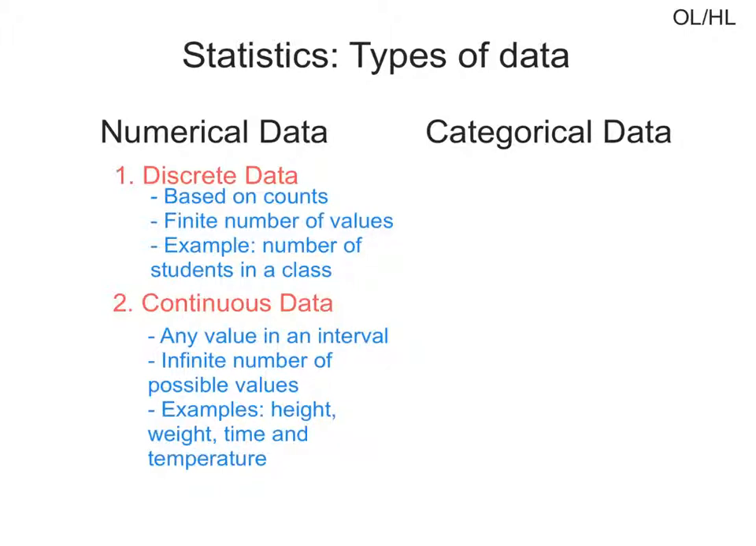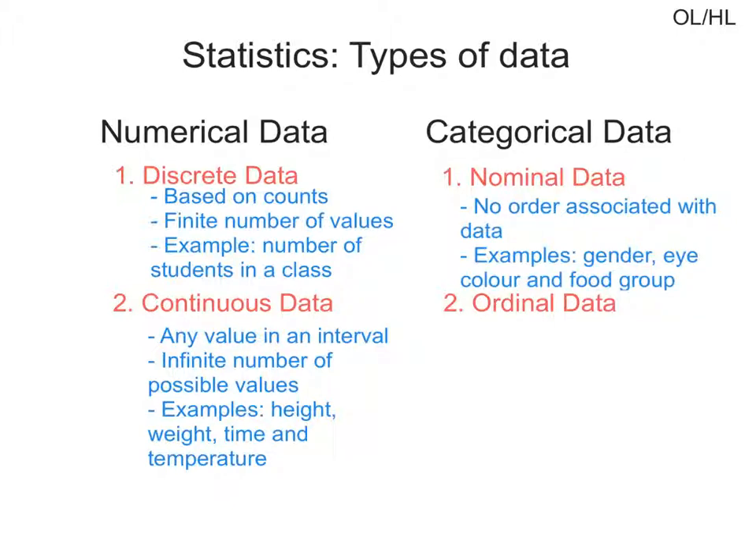Now let's discuss categorical data. There are two types of categorical data: ordinal and nominal. Nominal categorical data means there's no order associated with the data. For example, with gender, we could say males and females or females and males. It does not matter which order we put the categories in.